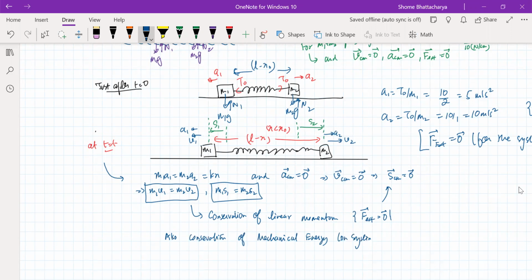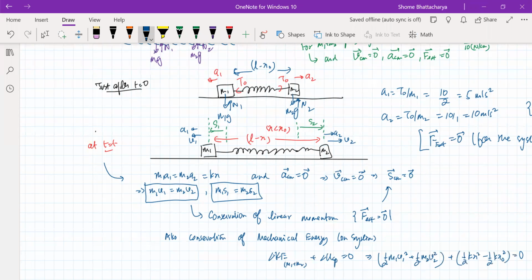So when we apply that, in this case, the change in kinetic energy of blocks M1 plus M2 plus the change in elastic potential energy of the spring should be 0. So we have half M1 V1 square plus half M2 V2 square. That is a positive gain in kinetic energy plus half kx square minus half kx naught square. This is the loss in potential energy. This should be 0.